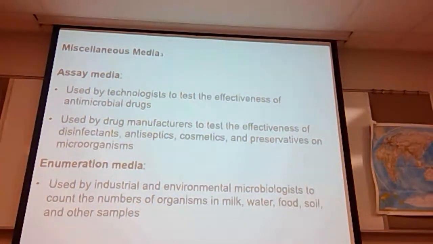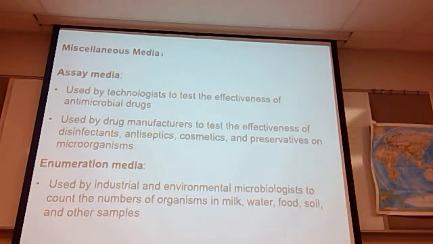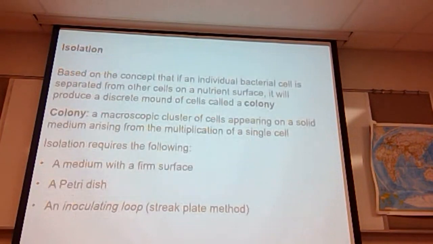We will do a little test toward the end of the semester using antibiotics, and we will perform sort of a little assay. Again, these types of media are used by drug manufacturers to test the effectiveness of things like disinfectants and antiseptics, to look and see if their cosmetics are clean enough to be sent out into the community, and to check on preservatives and microorganisms. An enumeration media is one used by industry to count the number of organisms in things like milk and bottled water and food products and soil and other samples like that.